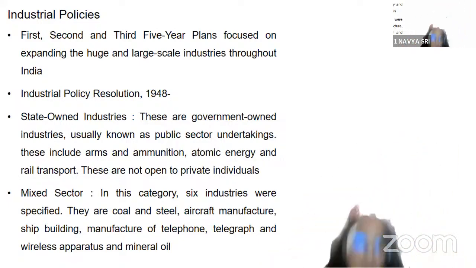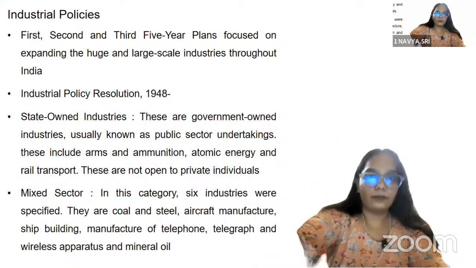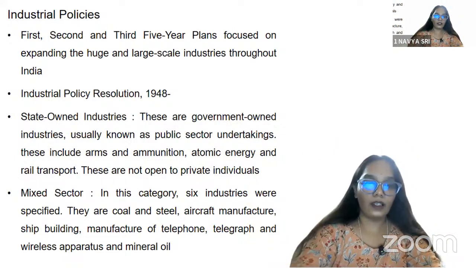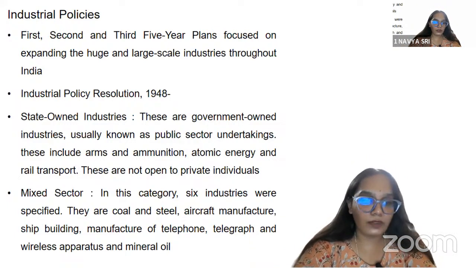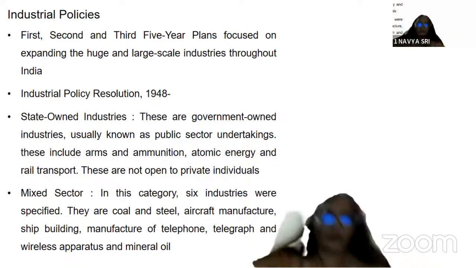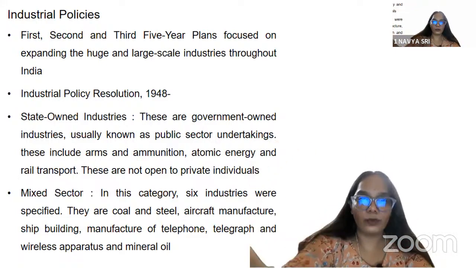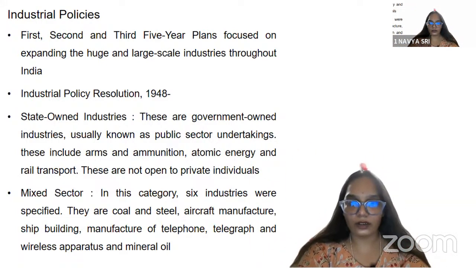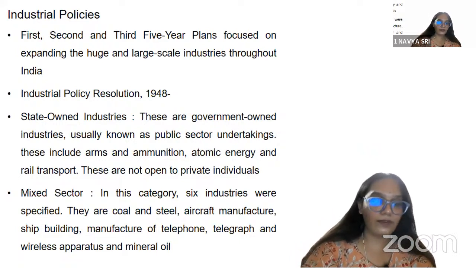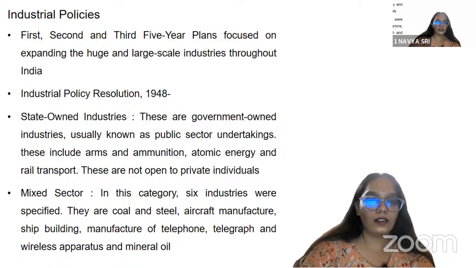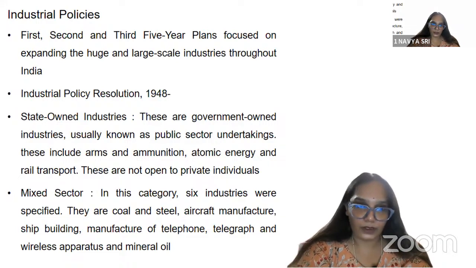So these are what? Arms, military, atomic energy, nuclear energy, rail transport. These are all state-owned. Rail transport is still a state-owned sector where the government holds most of the public undertaking, like it holds the majority of it, like a 51% share.